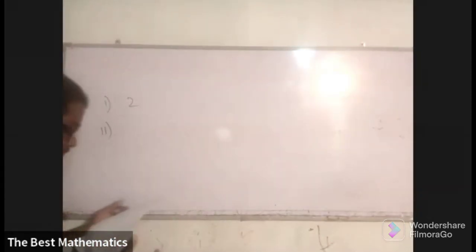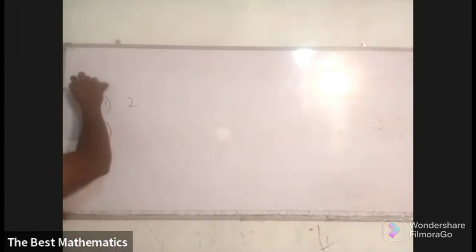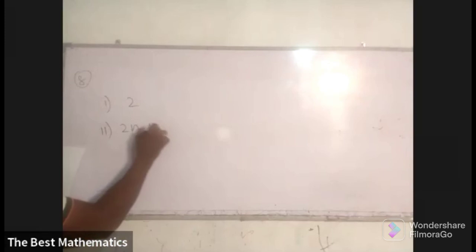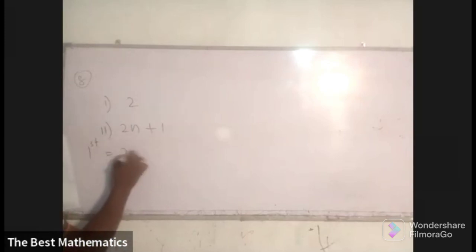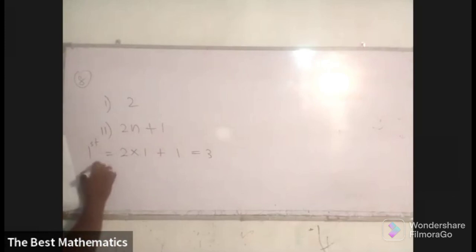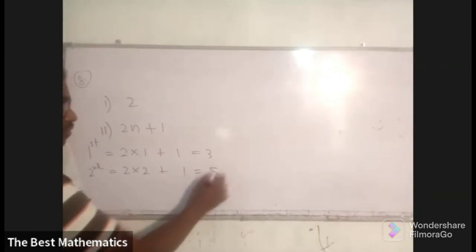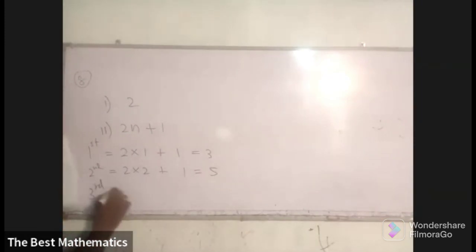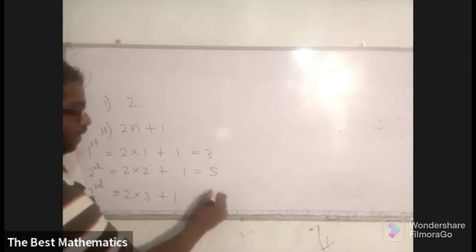Then second one, find the first 5 terms. 2n plus 1. First term, 2 times 1 plus 1. 2 times 1 is 2, plus 1 is 3. First term is 3. Second term, 2 times 2 plus 1. 2 times 2 is 4, plus 1 is 5. Third term, 2 times 3 plus 1. 2 times 3 is 6, plus 1 is 7.